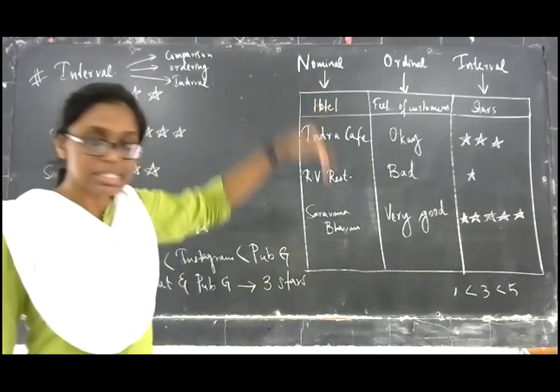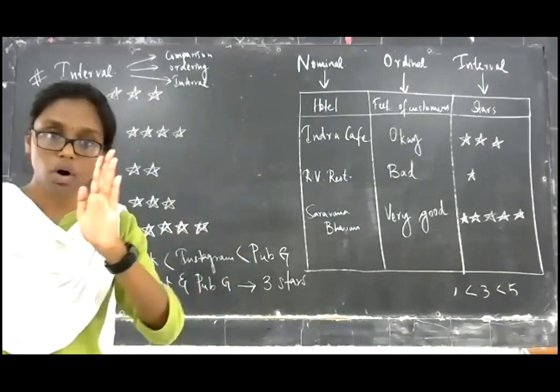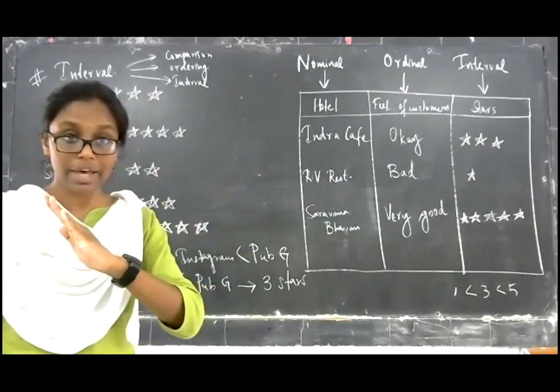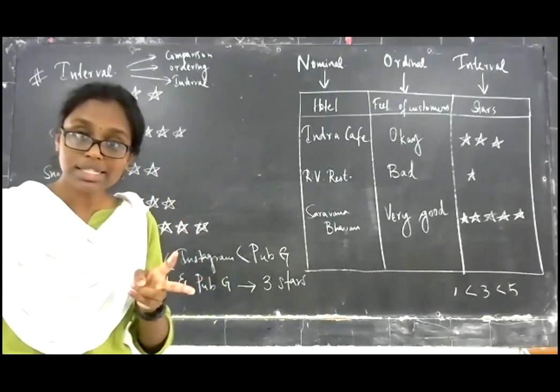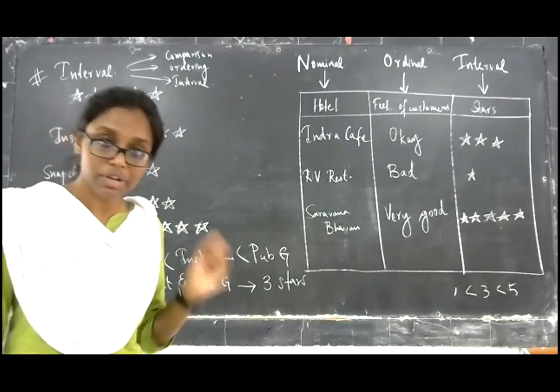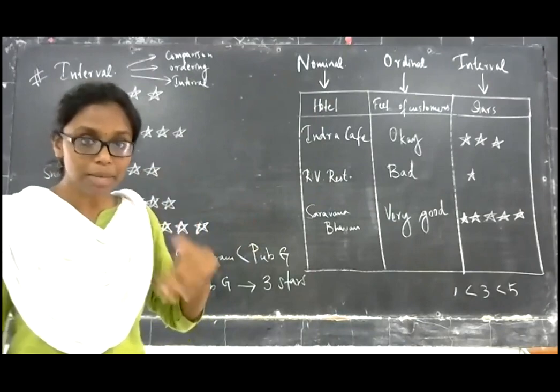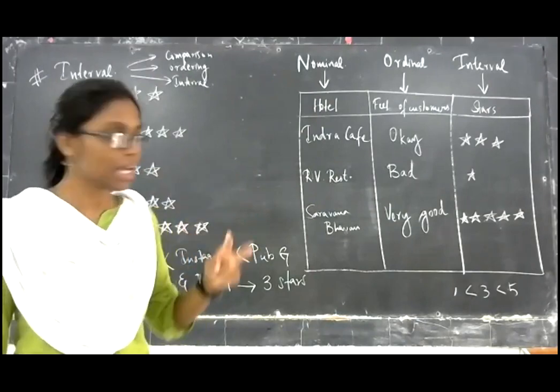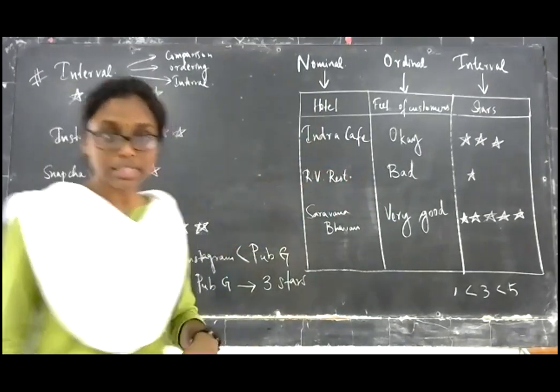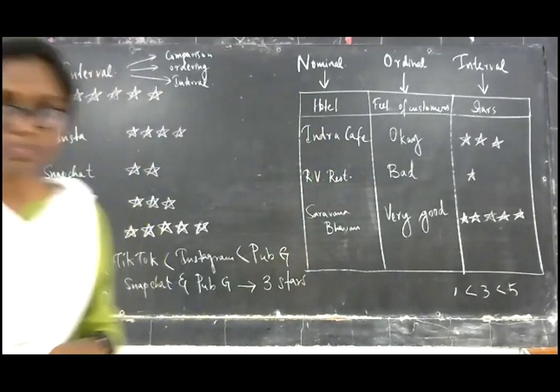And the third one is stars. Again, you can arrange them in order: 1, 3, and 5. You can also see the difference between those stars. So the difference between 1 star and 5 star is 4 stars. So when you can actually see some difference between the stars, you would say that the data we are considering is interval data.